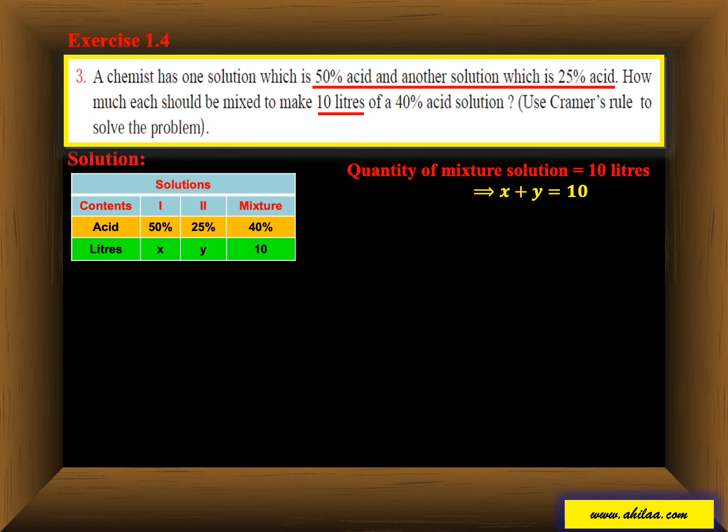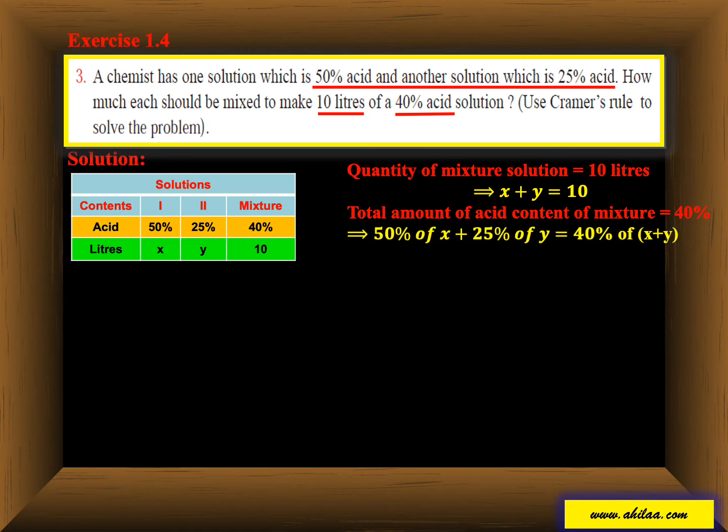Next, regarding the acid content, one solution is 50% acid and another solution is 25% acid, to make a 40% acid solution. So the total amount of acid content of the mixture equals 40%. Let us create the equation: 50% of x plus 25% of y equal to 40% of x plus y. Remember, the mixture contains these two solutions, first and second. So here we take 40% of x plus y.